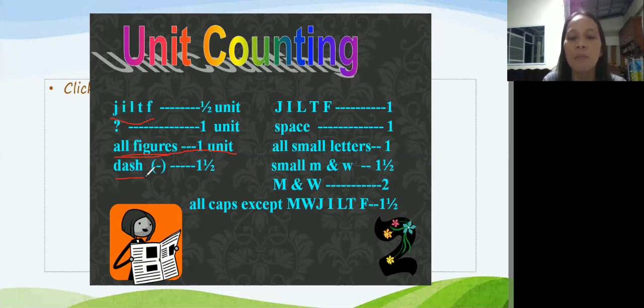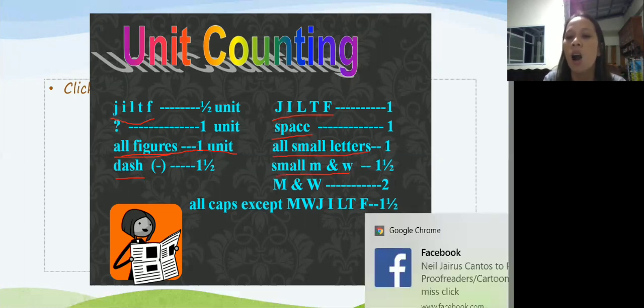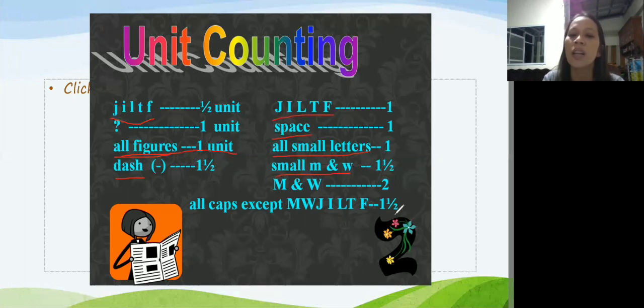Dash, 1 and 1/2. Flit J, 1. Space, 1. All small letters, 1. Except M and W. Kasi ang M and W is 1 and 1/2. All capital letters are 1 and 1/2 except M and W kasi siya ay 2. Ang kanyang unit count. And then, flit J ay 1. So, lahat ng capital letters, 1 and 1/2, except M and W, na 2 ang unit count, and flit J na malaki, which is 1. Okay, ganun lang kasimple ang pag-unit count.